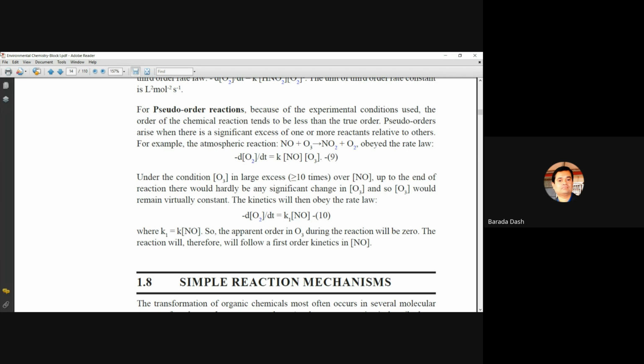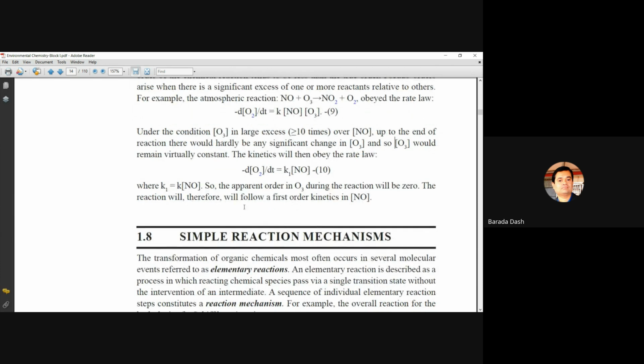For example, the atmospheric reaction NO plus O3 becomes NO2 plus O2. It obeys the rate law, d[O2]/dt equal to k[NO][O3], under the condition that O3 is in large excess, greater than 10 times the nitrogen monoxide NO. So up to the end of the reaction, there will be hardly any significant change in the ozone concentration. So the ozone would remain virtually constant.